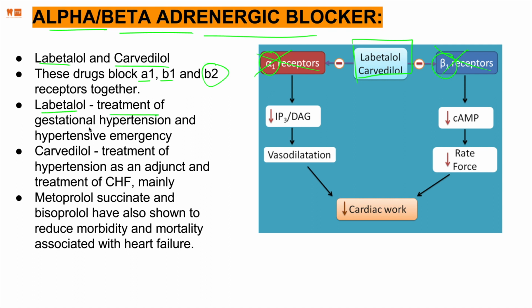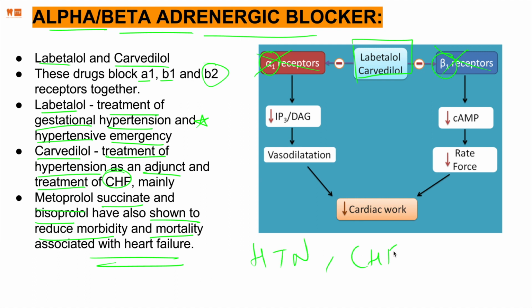Labetalol is used for the treatment of gestational hypertension and hypertensive emergency patients. Gestational means during pregnancy. Carvedilol is used for the treatment of hypertension as an adjunct and in the treatment of congestive heart failure. Metoprolol succinate and bisoprolol have also been shown to reduce morbidity and mortality associated with heart failure. So for hypertension and congestive heart failure, we can use alpha-1, beta-1 blockers.